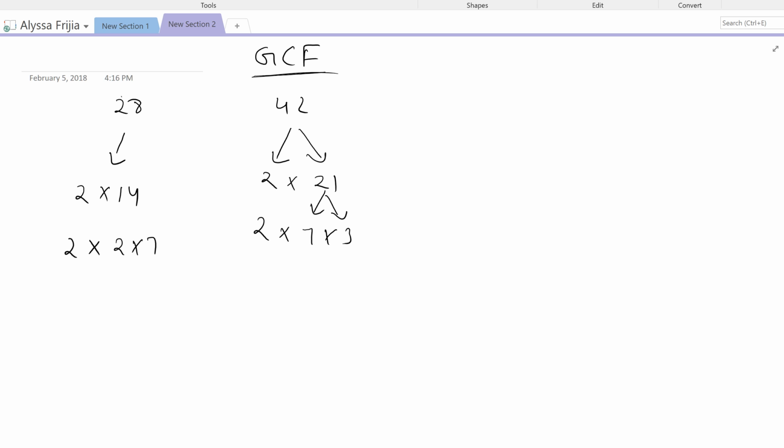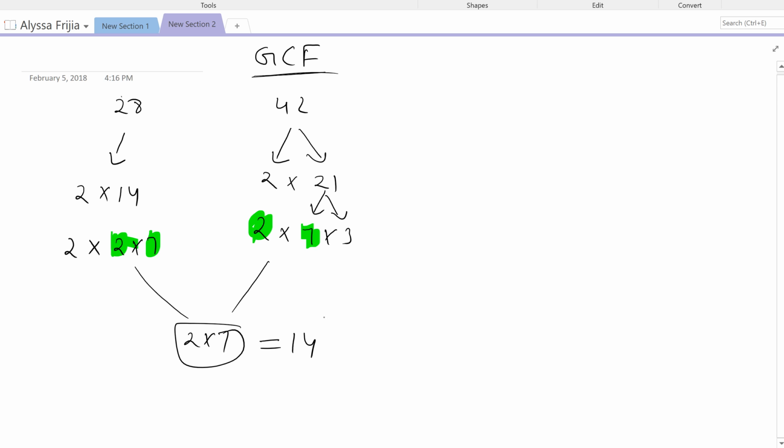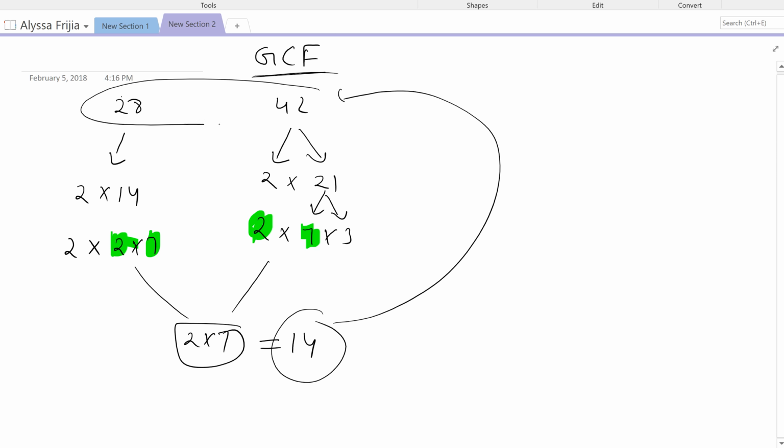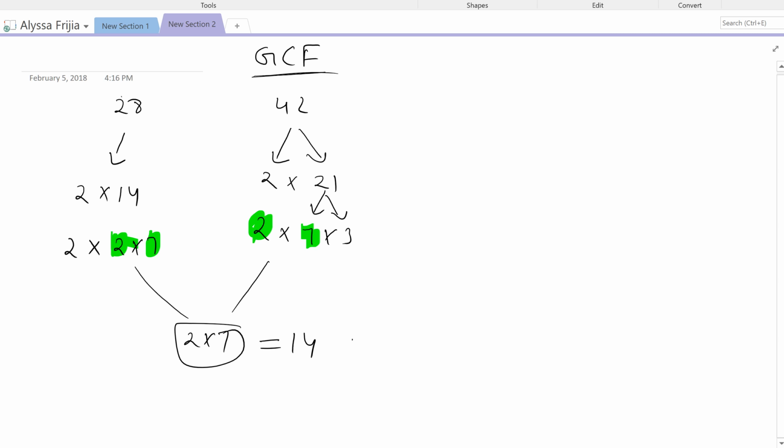Now look at the common factors in both of them. What are the common factors? We can see 7 is in both of them. 7 is common, and 2. So those are the common factors. So you write them here. 2 times 7 is 14. So 14 is the common factor of both of these. Make sense to you? 14 is the greatest common factor of 28 and 42.